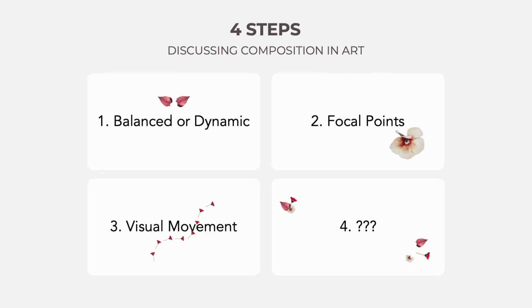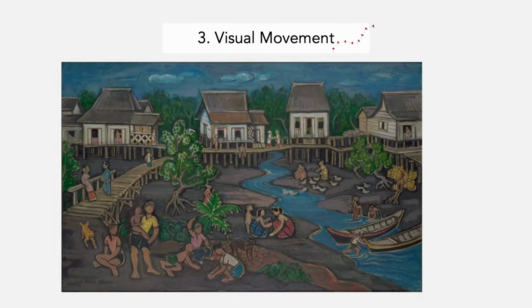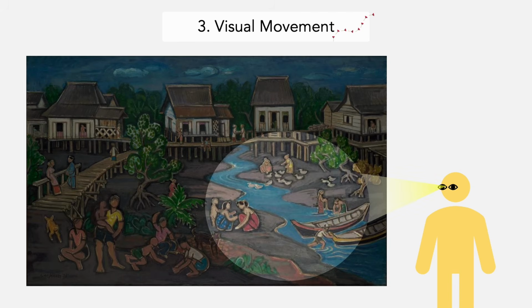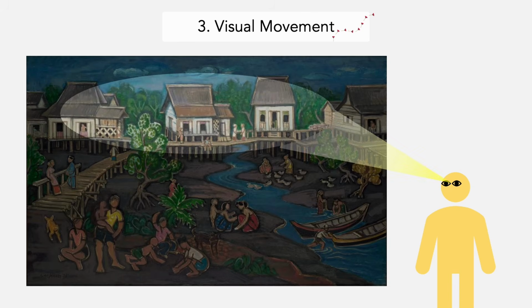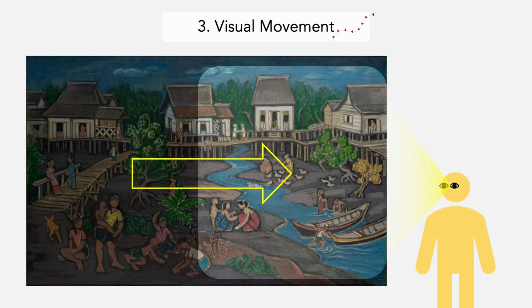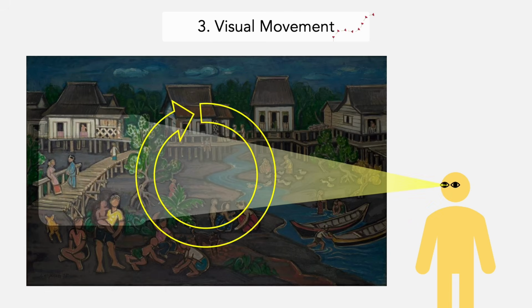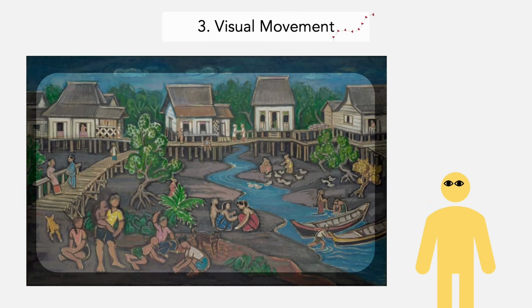Step 3. Visual movement. Visual movement is about how our eyes are guided around the artwork. Where do we see ourselves looking around the artwork? Do we look from left to right? Up to down? Or in a circular way? There's no right or wrong, as all of us view artworks differently.